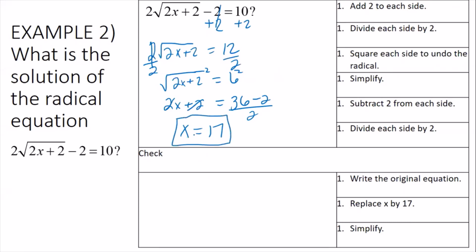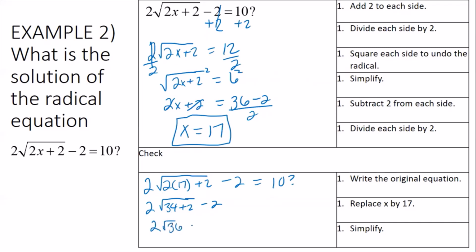I'm like, I don't know if I did that right. Well, what should I do? Plug it into the original equation. So 2 square root of 2 times 17 plus 2 minus 2, and I want to know, does it equal 10? So we have 2 square root of 34 plus 2 minus 2. We're going to follow PEMDAS, so we're getting everything underneath the square root, because that counts as our exponents. That gives me 2 square root of 36 minus 2.